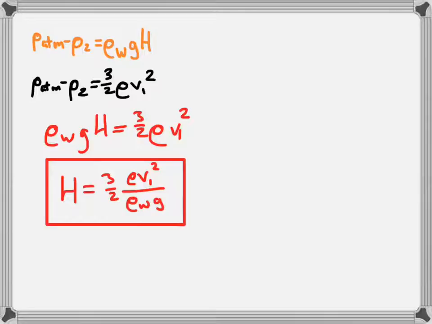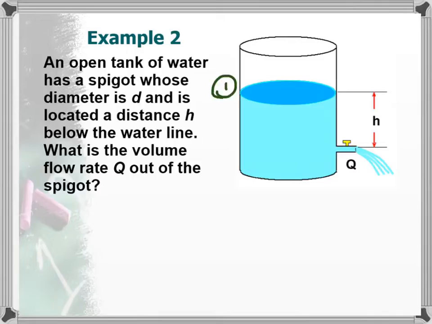Okay, let's do a second example. This second example involves an open tank of water, and it has a spigot whose diameter is D. So the spigot over here, we can imagine it is circular, and its diameter is D. It's located at distance h below the water line. And the question is asking what is the volume flow rate Q out of the spigot. So it's asking how many cubic meters per second are flowing out of the spigot.